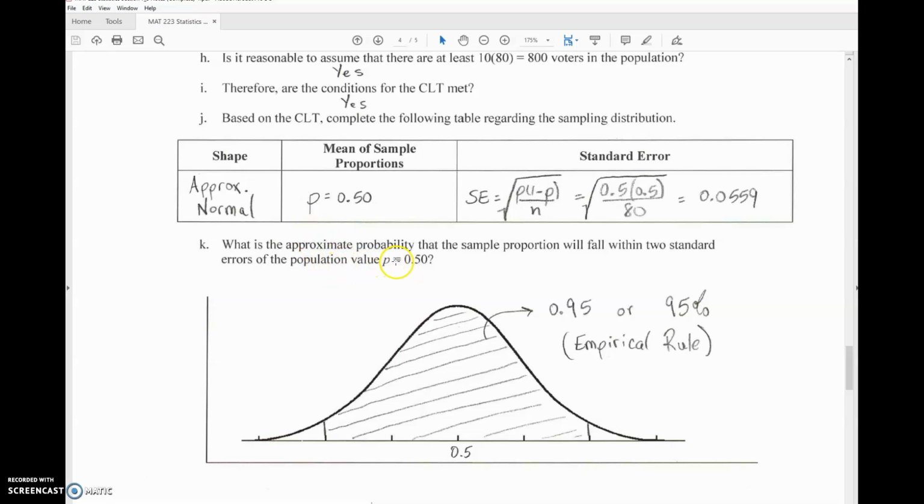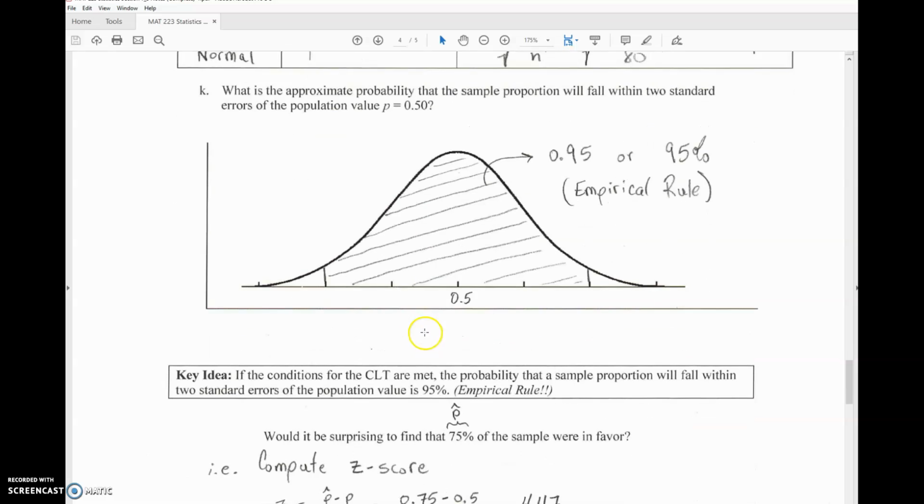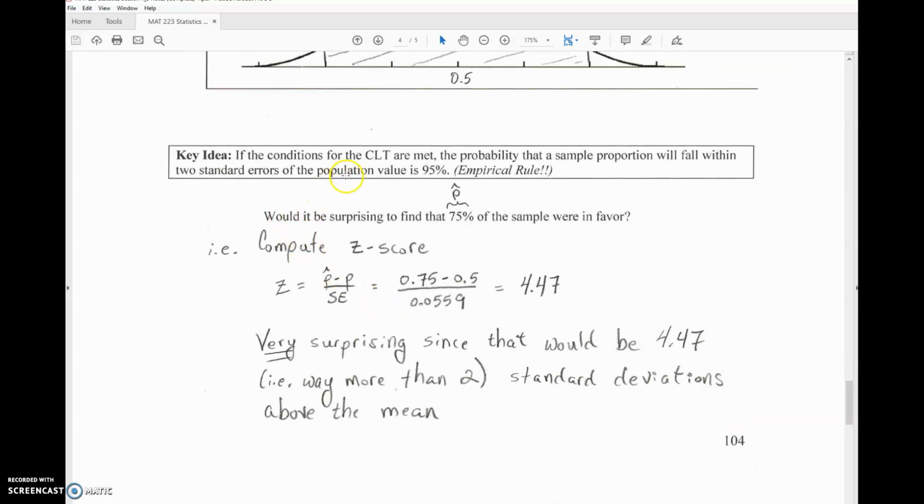Okay, what is the approximate probability that the sample proportion will fall within two standard errors of the population value p, which is 0.5? I don't have to do anything here. I just know that the empirical rule tells me that 95% is within two standard deviations of the mean. The key idea here is that if the conditions for the central limit theorem are met, the probability that the sample proportion will fall within two standard errors of the population value is 95%. That's the empirical rule. We're going to use that in the next section when we start learning how to construct confidence intervals.